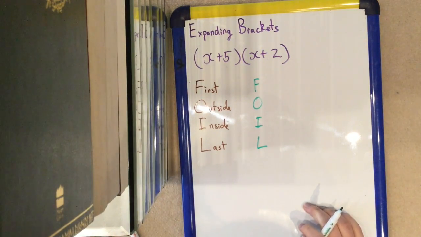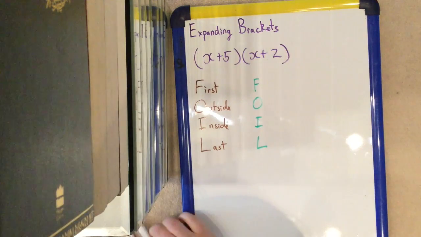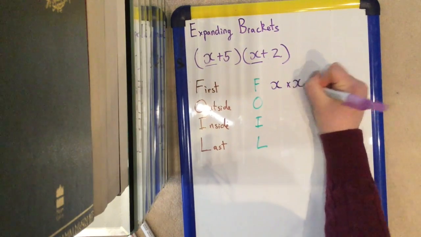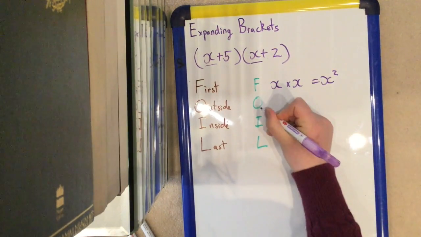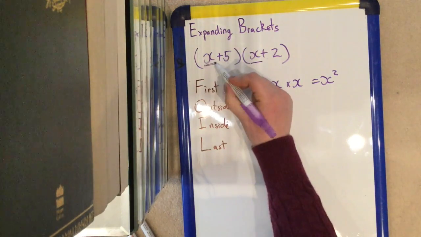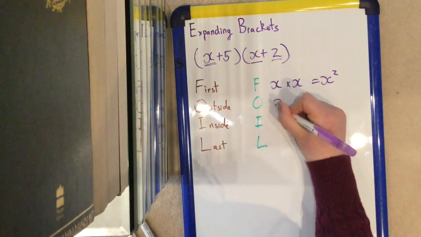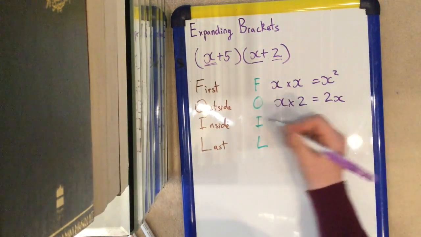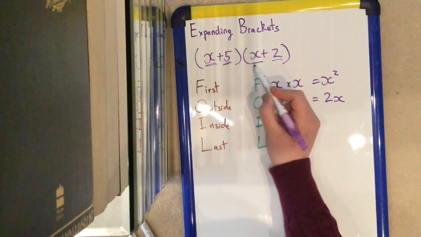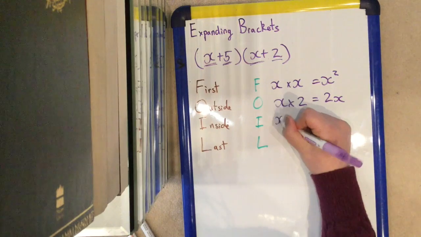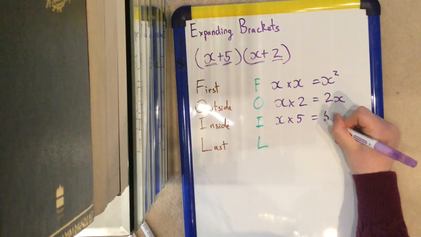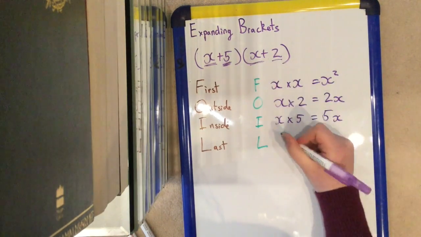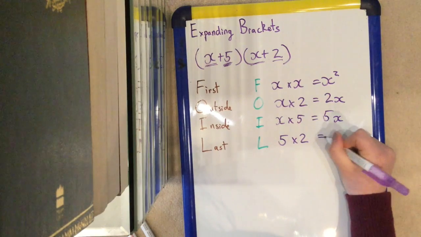So, to multiply out these brackets, I take the first terms and multiply them by each other. So x multiplied by x, which gets me x squared. The O is the 2 on the outside, so this x multiplied by this 2, which gets me 2x. My insides is this 5 here and this x here. So it's x times 5, which gives me 5x. My last 2 terms are this 5 and this 2. So it's 5 times 2, which is 10.